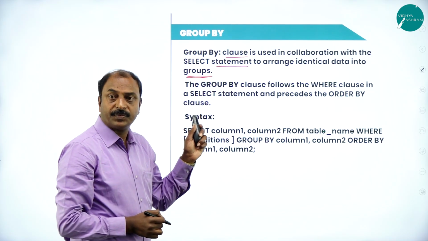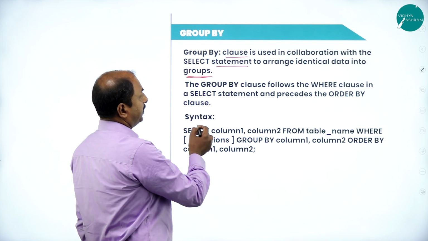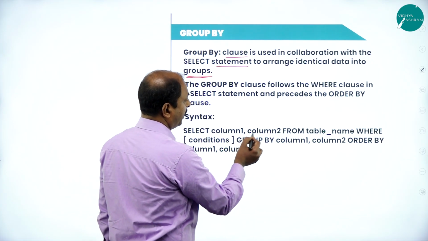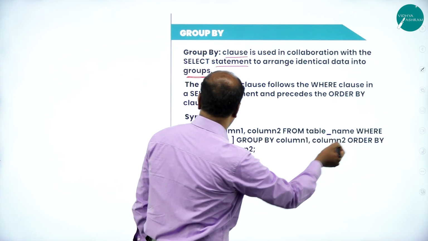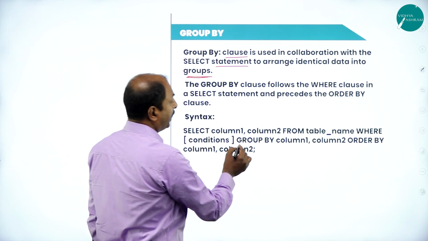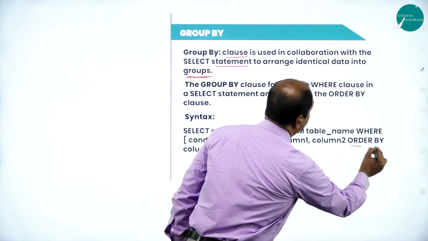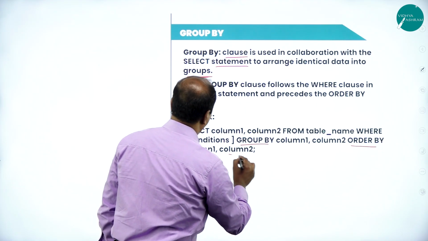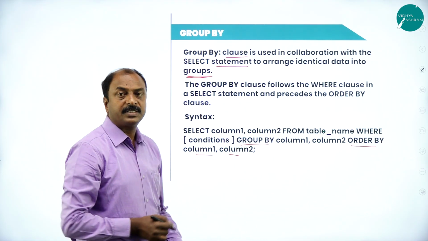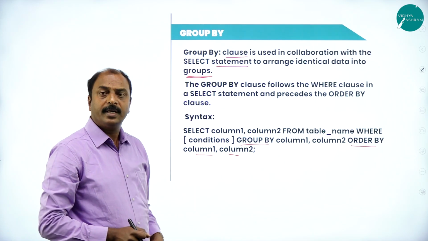Let us see the syntax of that. So here the syntax: SELECT column1, column2 FROM table_name WHERE condition GROUP BY column, and ORDER BY column1 or column2. This is the syntax of the GROUP BY clause.